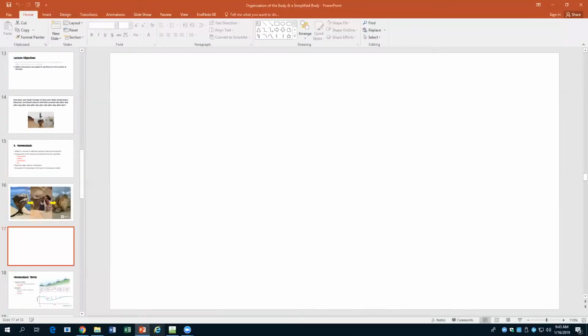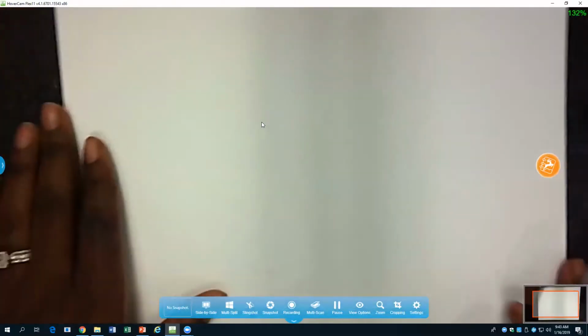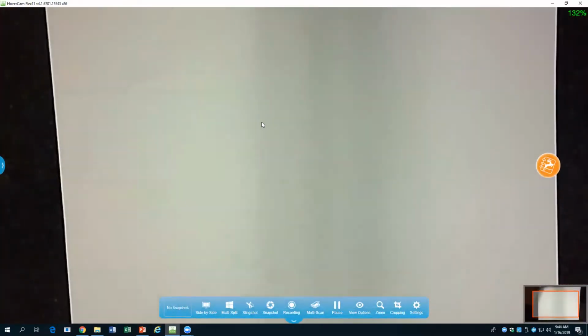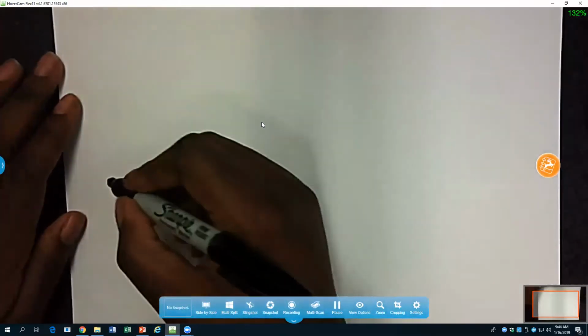Now I'm going to illustrate this using a scenario of a car. Any questions so far? All right, so in this scenario, we have a car that's trying to drive up a very steep hill. So we'll draw a hill.